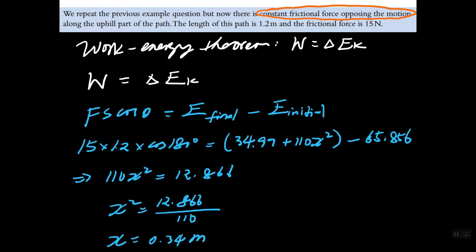So work done by the friction is energy that dissipated as thermal energy inside the body and its surrounding. It's generally very difficult to estimate how much of this thermal energy stays within the body and how much goes into a surrounding. So the amount by which spring has been compressed after constant frictional force opposing the motion is 0.34 meter or 34 centimeter.